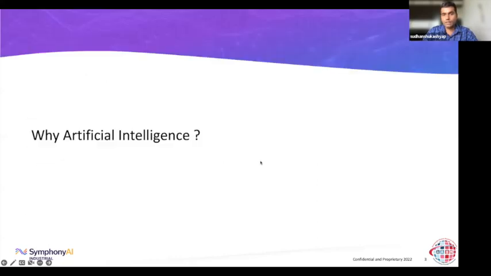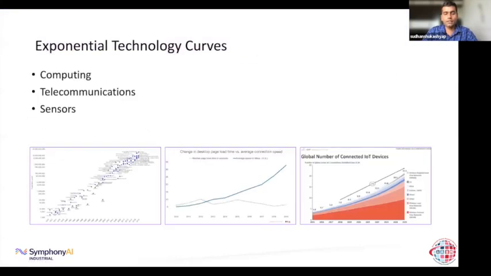So why artificial intelligence? The major reason is that the key technologies needed for artificial intelligence had exponential growth in the last couple of decades.